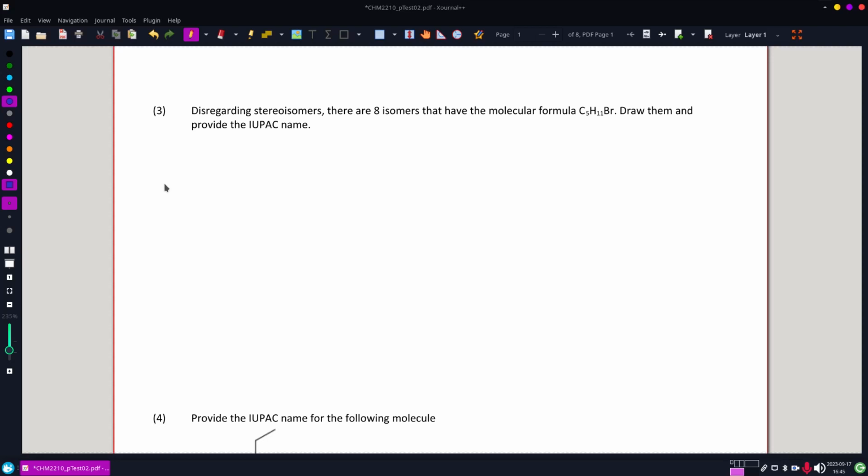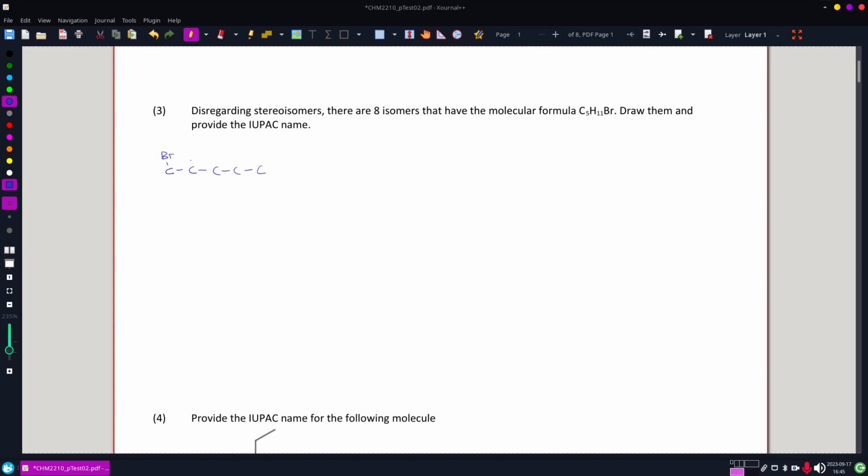All right, we're looking at question three. It wants us to draw eight isomers that have a formula of C5H11Br. I'm going to try to keep this simple at first, and we're going to try to do this where there's five carbons in a row, hopefully all single bonds. And I'll just put the bromine on the end.